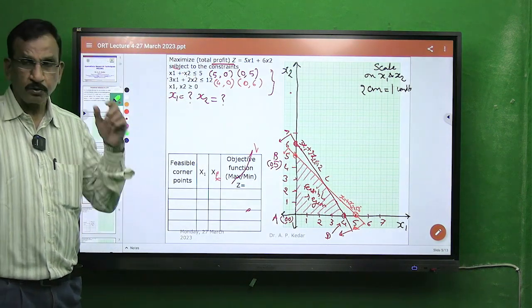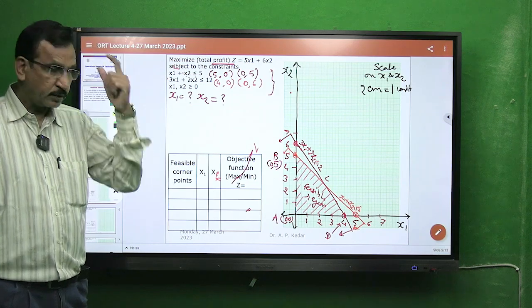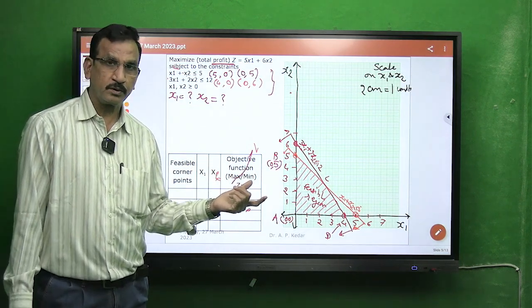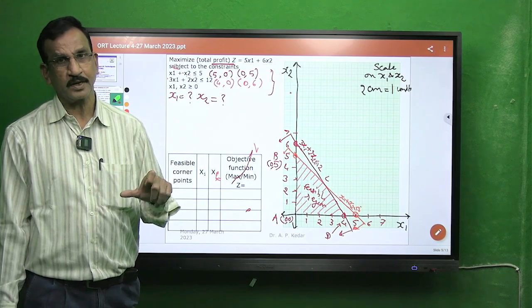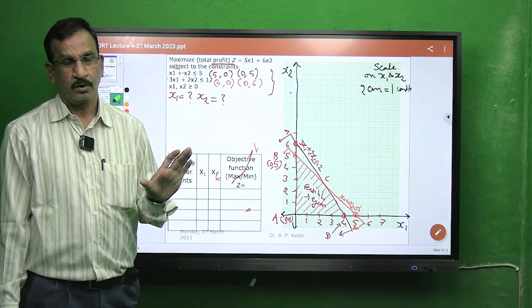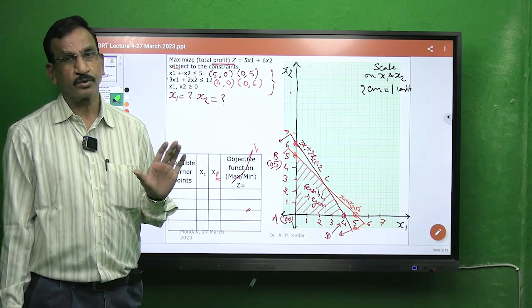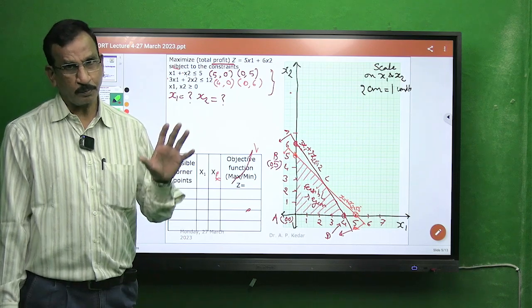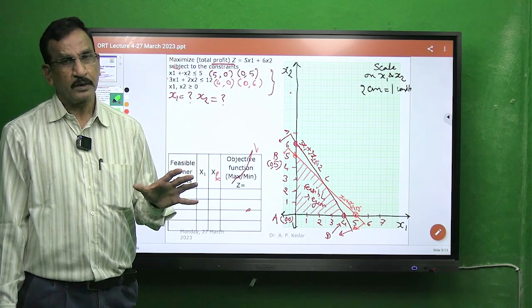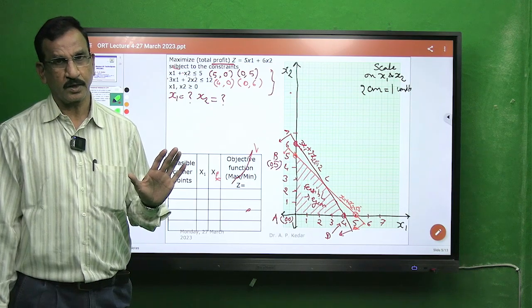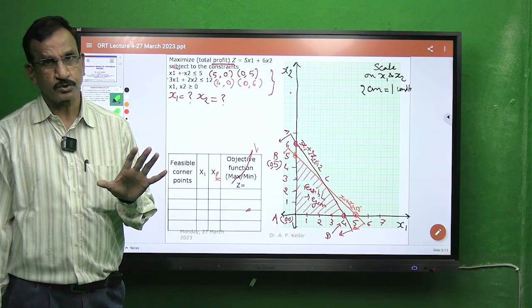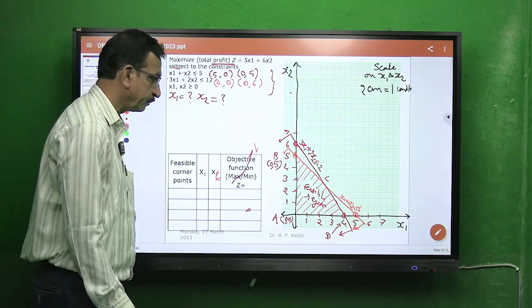Now one thing you have to keep in mind: the accuracy of the solution in the graphical method will depend on how precisely you draw straight lines on the graph paper. Your precision will give you an accurate answer. If you are drawing in a haphazard way, your answer will deviate from its true value. That you have to keep in mind.